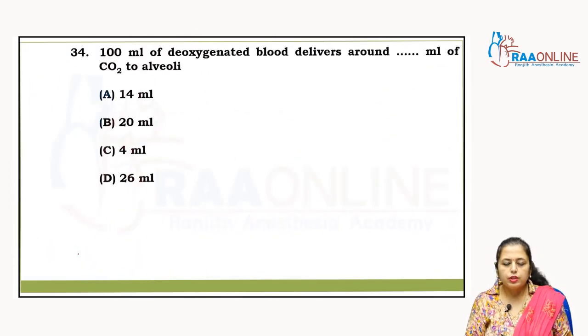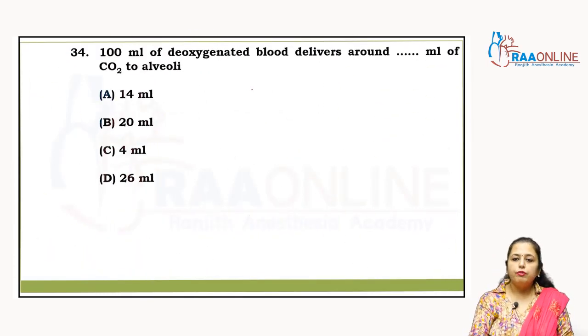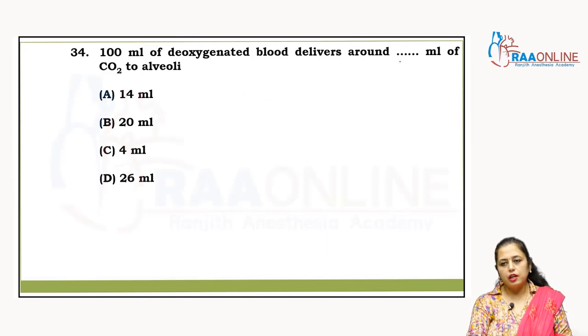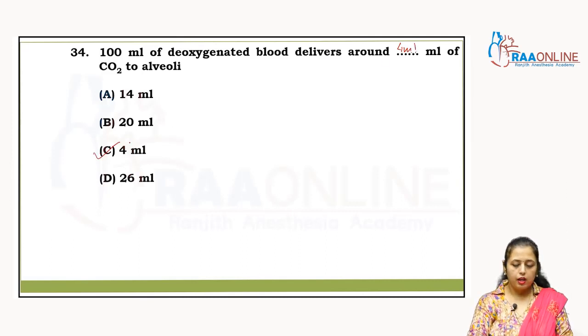Now come to the next one. 100 ml of deoxygenated blood delivers around dash ml of carbon dioxide to alveoli, that is 4 ml, right? So the answer is C, 34.